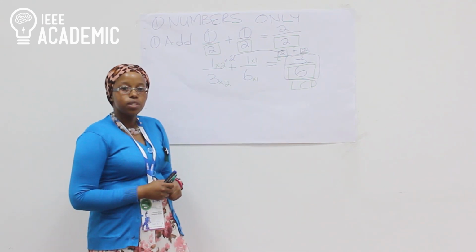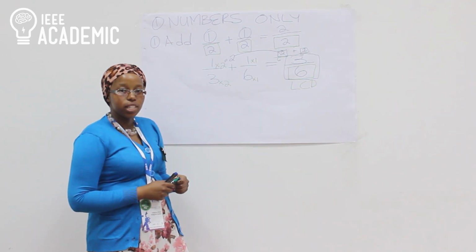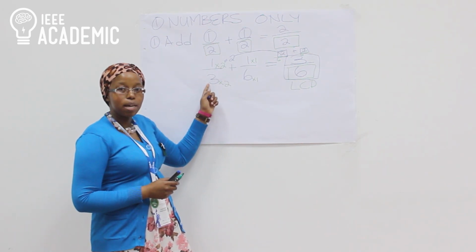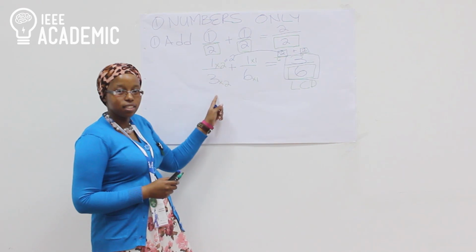What we've just shown you is how to do addition for numbers only, where the bases are the same and where the bases are different. And by bases, I mean your denominators.